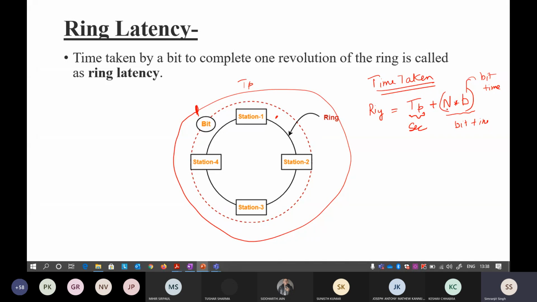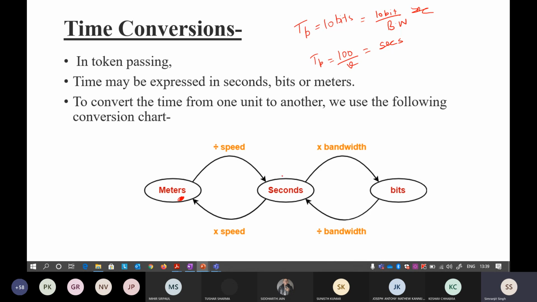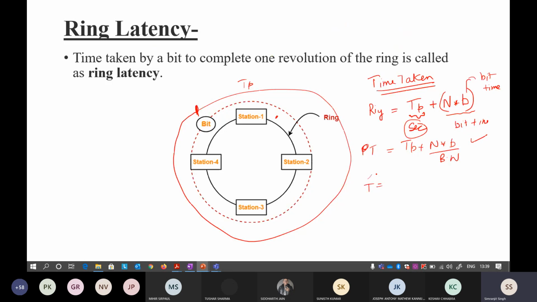If you want to convert this into seconds, what can you do? This is a bit time here, it means length over bandwidth. So you can say that the time is tp plus n into b over bandwidth. That is the correct formula. Or the other formula, if you want to convert seconds into bits, how can you convert it? See the diagram here. Seconds into bits is converted by multiplying with bandwidth. So you can write tp into bandwidth plus n into b.